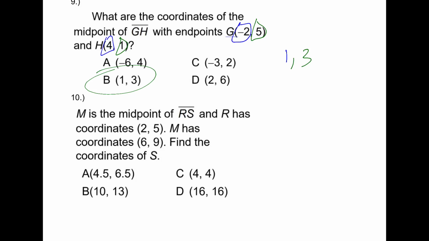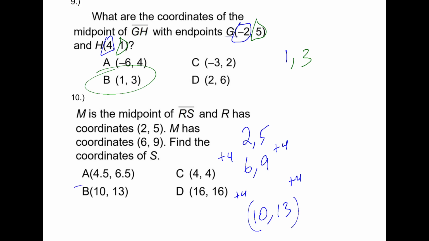The second question on the review, they didn't give me the endpoints, they gave me one endpoint and a midpoint. So I can take 2, 5 and ask myself, how do I get to 6, 9? I add 4 and I add 4. So I'll just repeat that, plus 4 and plus 4. And my new coordinate is 10, 13, which is the other endpoint.